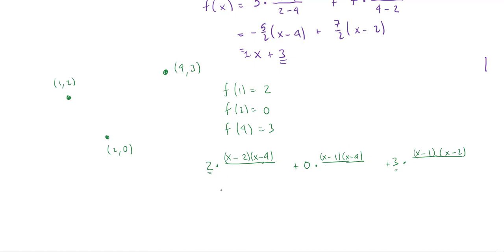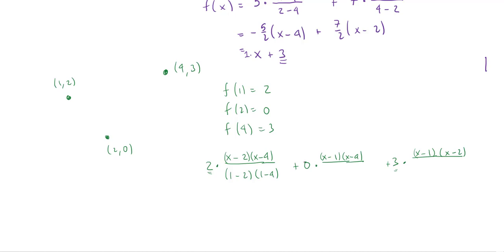Okay, now what goes in the denominator? Well, let's see. When I make x equal to 1, I know that these two summands are going to go away. But what's going to happen here? I'm going to get 1 minus 2 times 1 minus 4. I don't want that. I just want this 2. So I'm going to divide by 1 minus 2 times 1 minus 4.